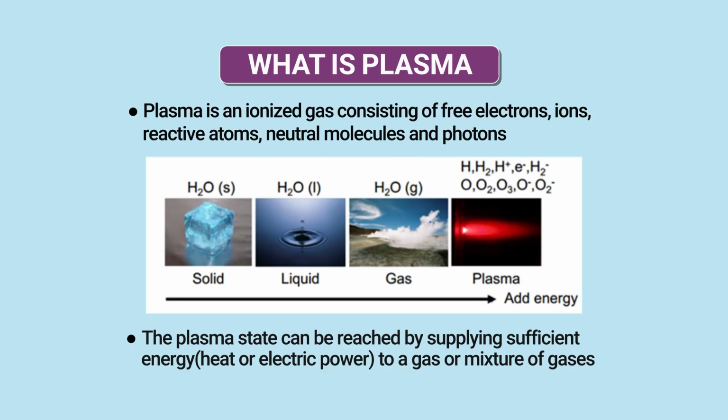Now coming to another technology, that is plasma technology, the application of plasma. What is plasma? Plasma is an ionized gas which can consist of free electrons, ions, reactive atoms, neutral molecules and photons. How is it produced? If we have a material which is in a solid, liquid or gas state, and we put in energy, gradually there is a change in the state.